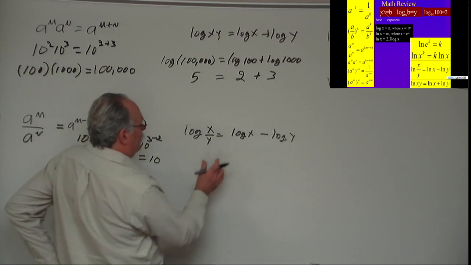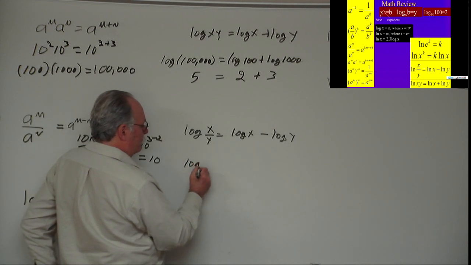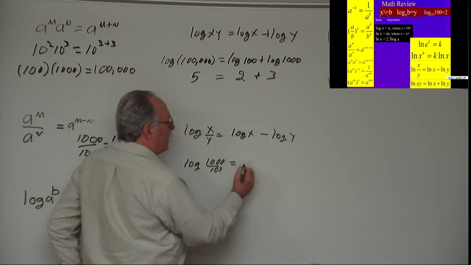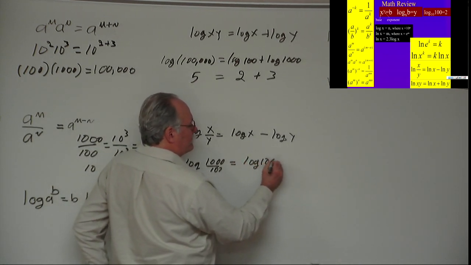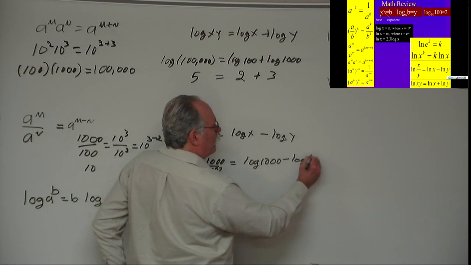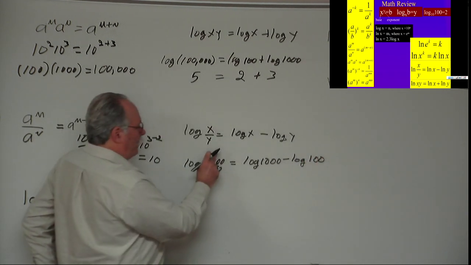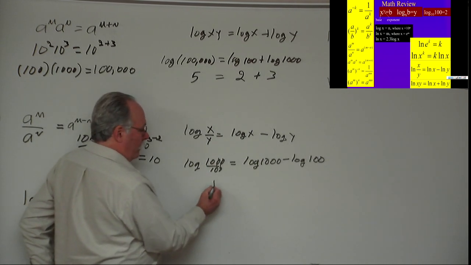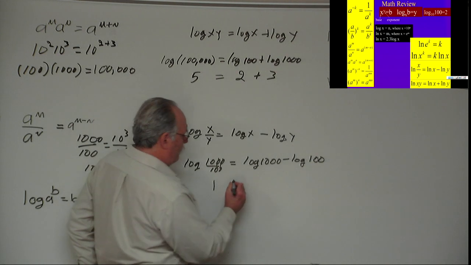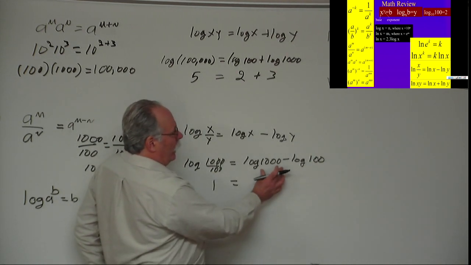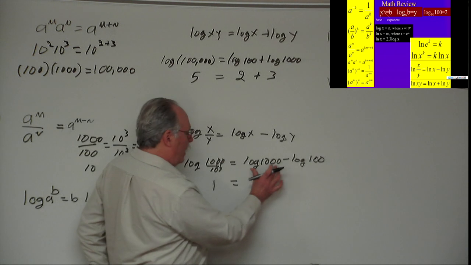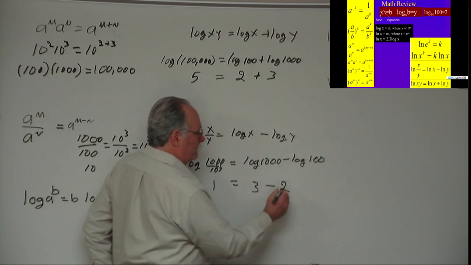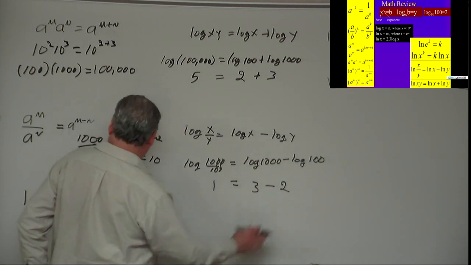Now let's look at it this way here. If I take the log of 1,000 over 100, that is equal to the log of 1,000 minus the log of 100. Now, 1,000 over 100 is 10, right? And the log of 10 is 1. 10 to what power equals 10? 10 to the power of 1. And this is equal to 10 cubed is 1,000, so the log of 1,000 is 3, minus 10 squared is 100, 2, and lo and behold, 1 equals 3 minus 2.